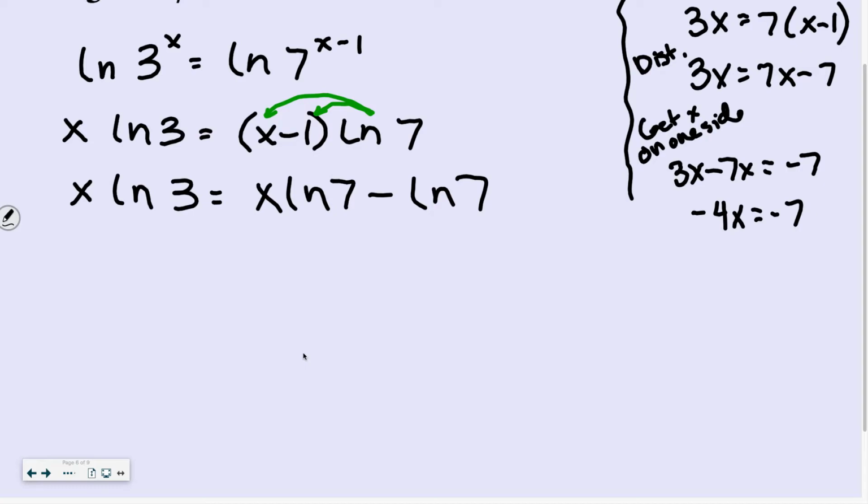Now what do you want to do to solve for x after you distribute? Subtract the 7x, or get x's on the same side. In this case, we're going to subtract x natural log 7. So this is going to be x natural log 3 minus x natural log 7 equals negative natural log 7.